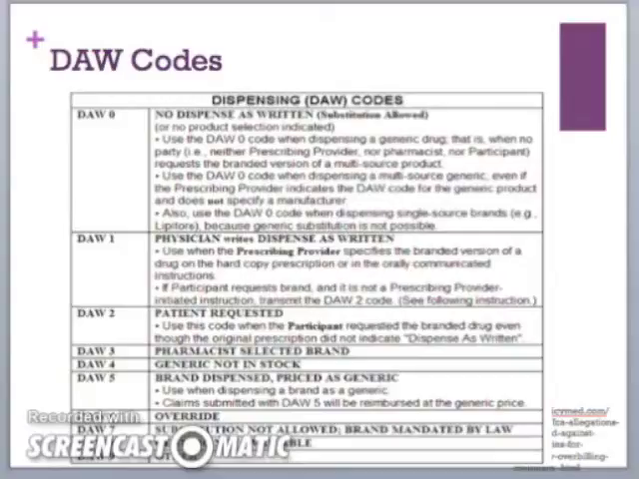Here's a table that lists the meanings of the different DAW codes. If there's no code indicated on the actual prescription from the patient or prescriber, then the default will always be a DAW code of 0. If the prescriber indicates that they want the brand name dispensed, it is indicated with a DAW code of 1. DAWs of 2 are for patients that request the brand name medication over the generic. These three codes, 0, 1, and 2, will be the most used DAW codes that you will see. However, it will be helpful to familiarize yourself with the others as well.